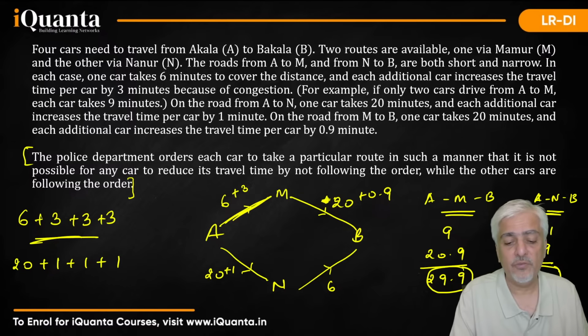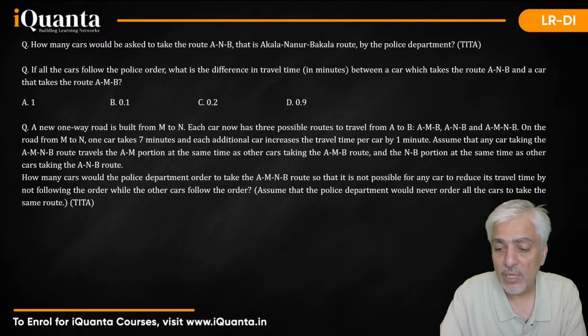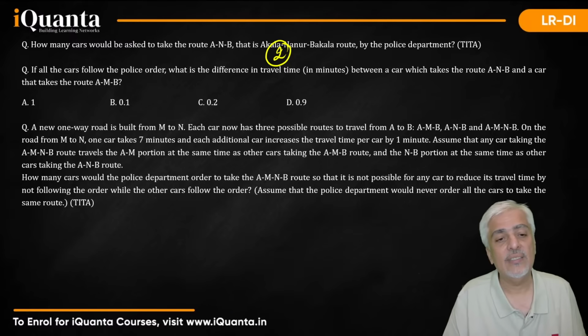Okay, so that is why the answer to the first question, how many cars would be asked to take the A and B route, would be two cars. And when you solve the first question, the second question's answer also came.